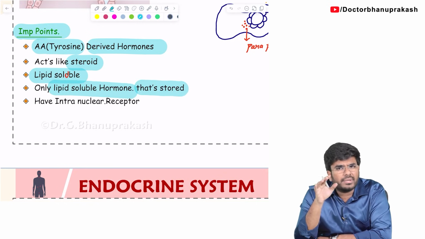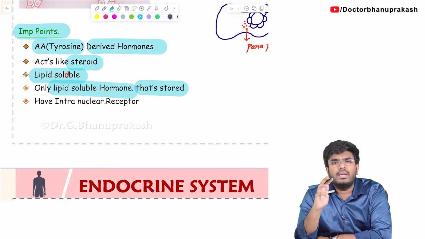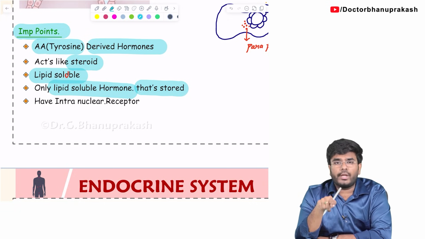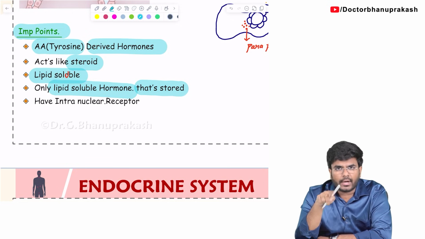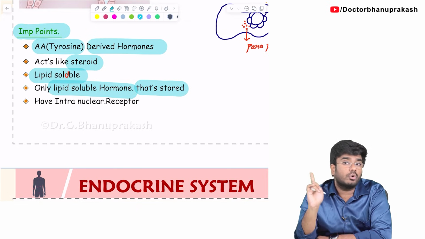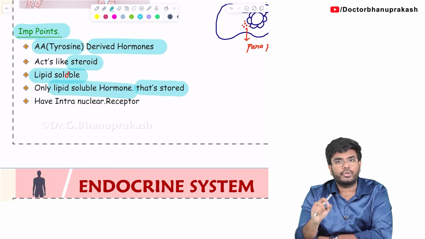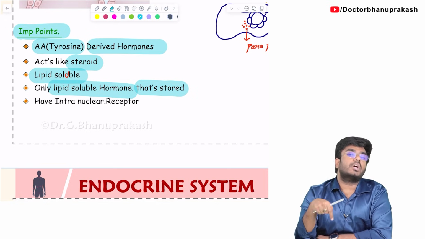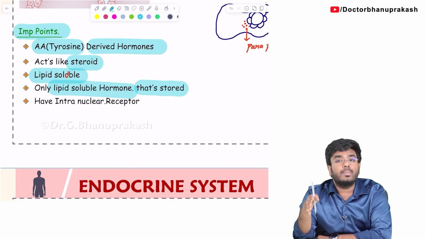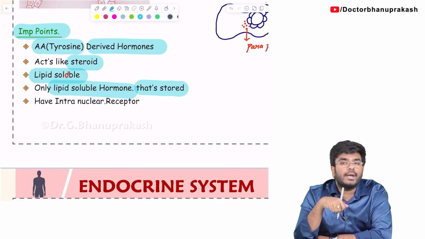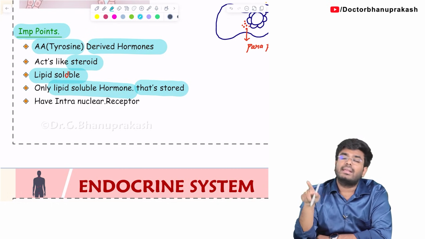What are the examples of lipid soluble hormones? In the basics I have taught you, the two lipid soluble hormones are thyroid hormones and steroid hormones. Lipid soluble hormones are never stored, guys. They are produced and used up whenever there is a need. But the only lipid soluble hormone which can be stored even up to 2 to 3 months is thyroid hormones. They are lipid soluble and they can be stored.